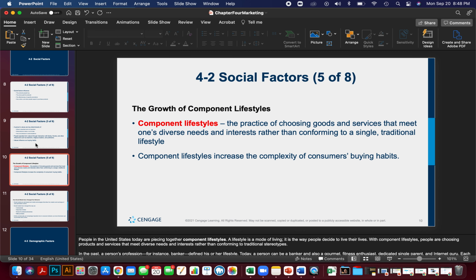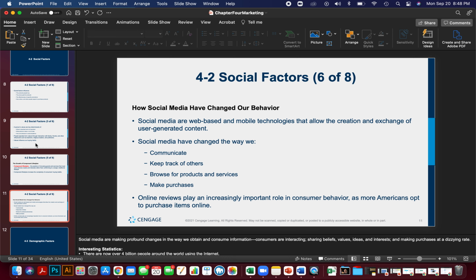The growth of component lifestyles. A component lifestyle is the practice of choosing goods and services that meet one's diverse needs and interests rather than conforming to a single traditional lifestyle. It's important to note that component lifestyles increase the complexity of consumers' buying habits. Social media has greatly changed our behavior, especially when it comes to social factors, because we are more in touch with our friends and family than ever before. Social media has basically changed the way that we communicate, keep track of our friends and family, browse for products and services, and also make purchases.